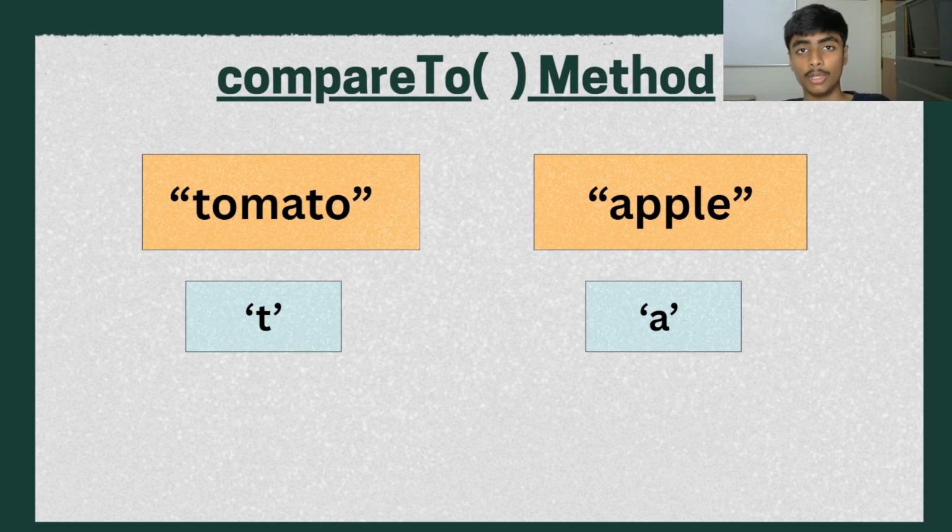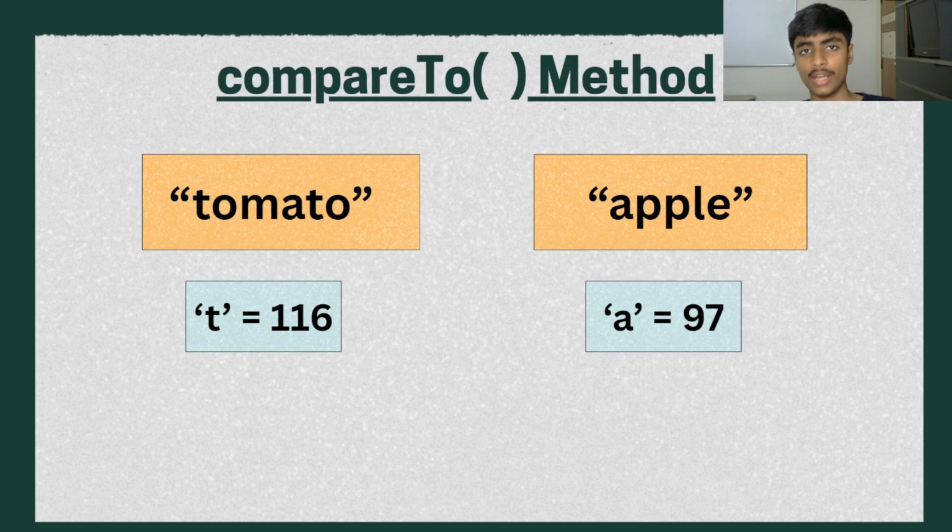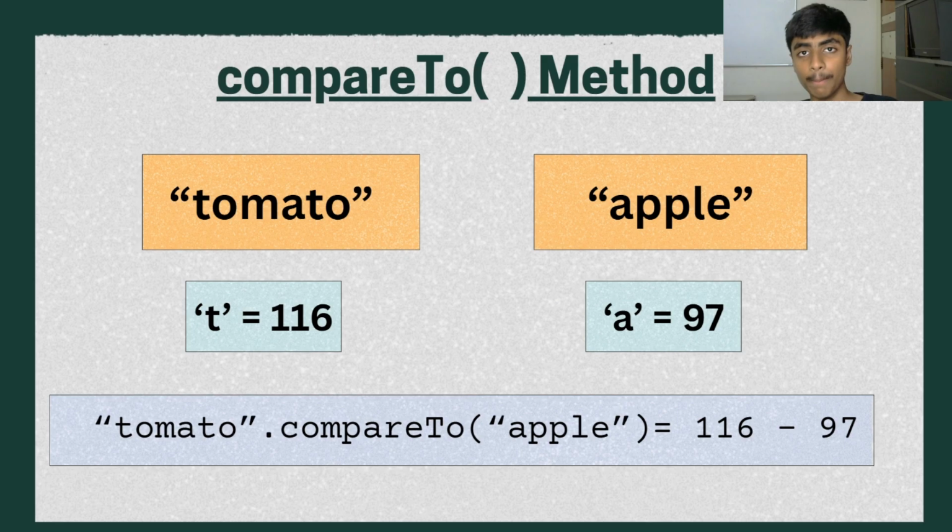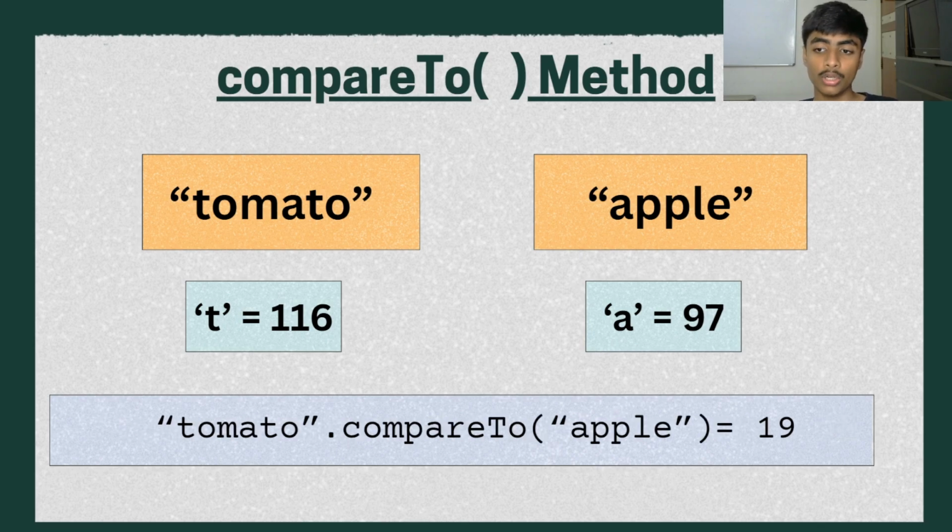Now I told you that the compareTo method is quite similar to just a dictionary. So over here it's going to take the starting character of tomato, which is T, and the starting character of apple, which is A. Then it's going to take the ASCII values of these characters. The ASCII value of T is 116 and the ASCII value of A is 97. When I'm saying tomato.compareTo apple, it's going to subtract these ASCII values. It's just going to say 116 minus 97. This is going to give us the output 19.